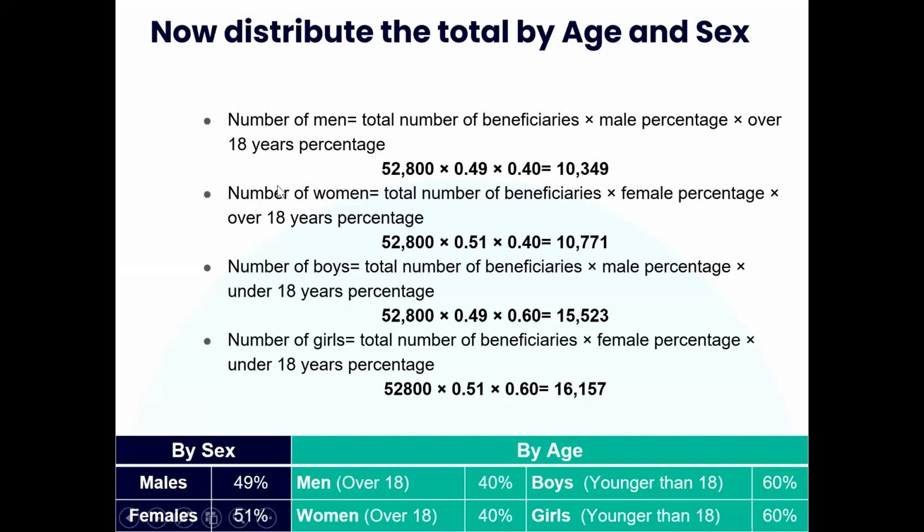The same will be applied for women. We will have the total number, which is 52,800 people, times 0.51, because females are 51%. It will be times 0.40 because we are talking about women who are over 18 years old. Then we will end up having 10,771.